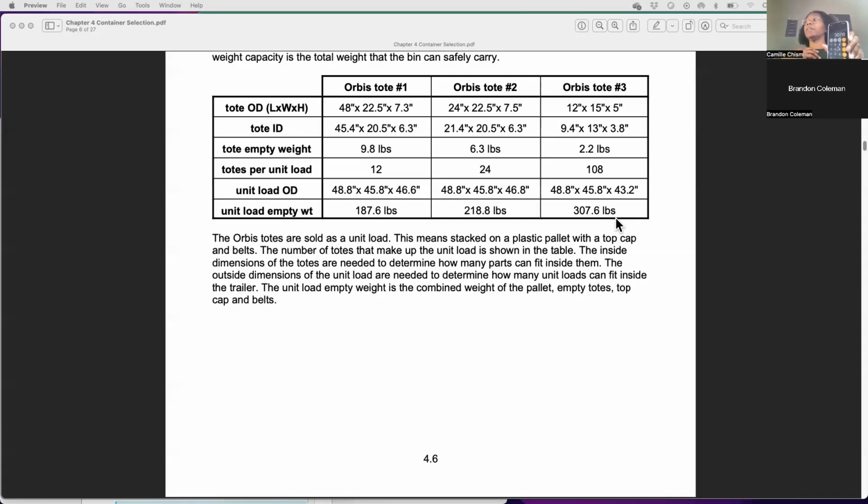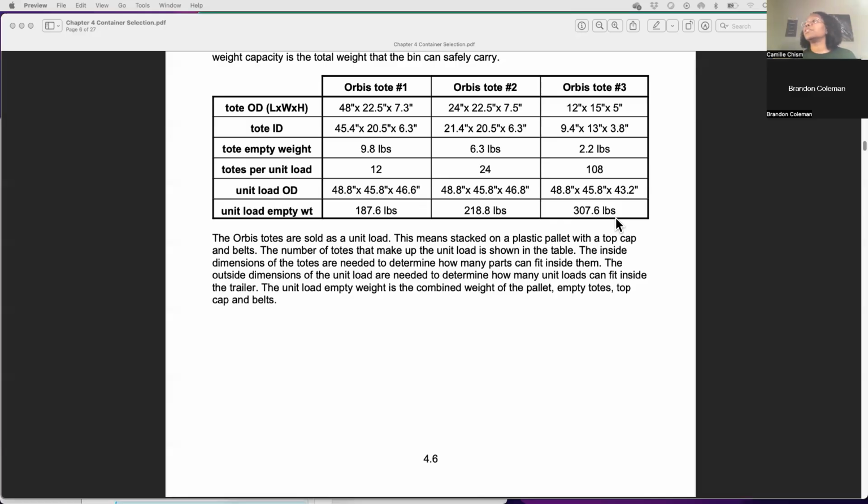So now you know how much your parts weigh. Now you're going to add the weight of your packaging. So you add your packaging weight and your part weight together. Now you're at just under 850 pounds, 847.6 pounds to be exact. So that's how you can tell how much your unit load is going to weigh.